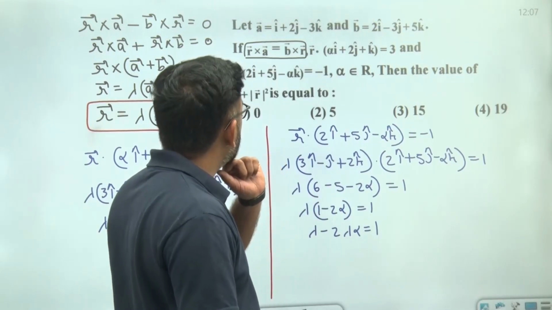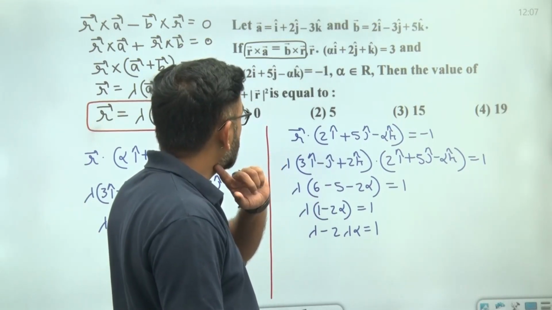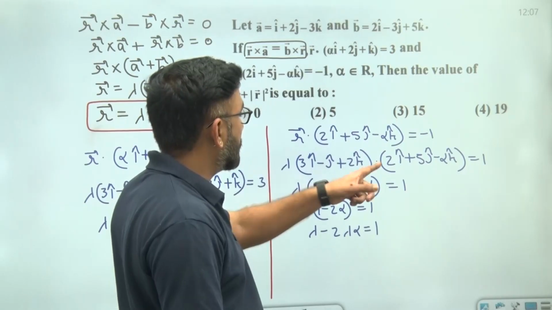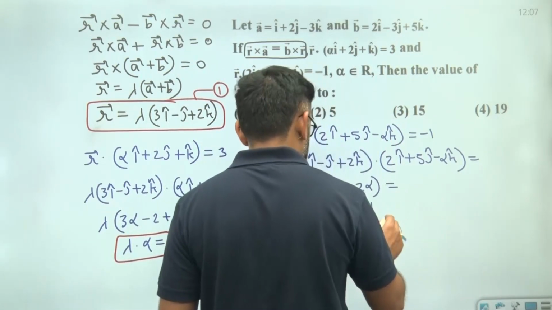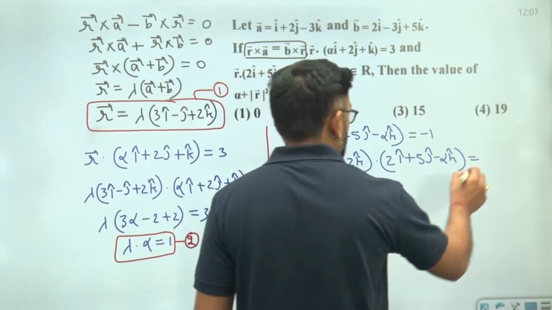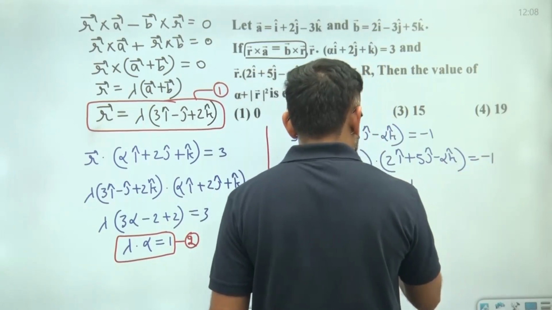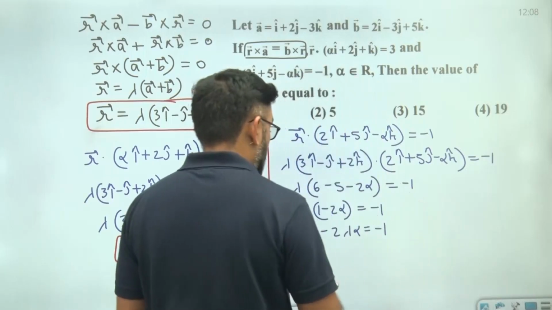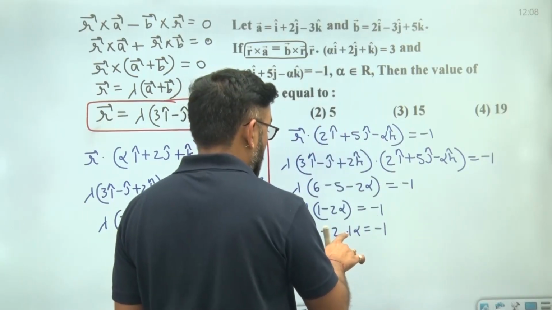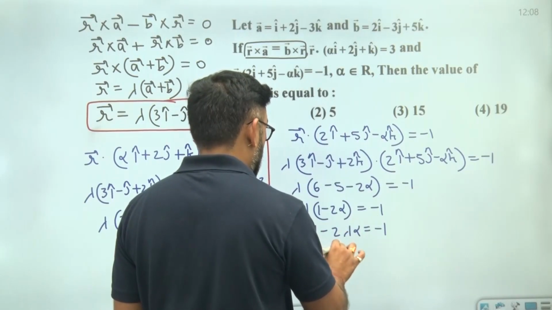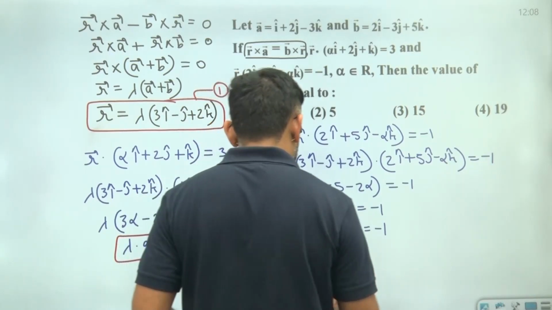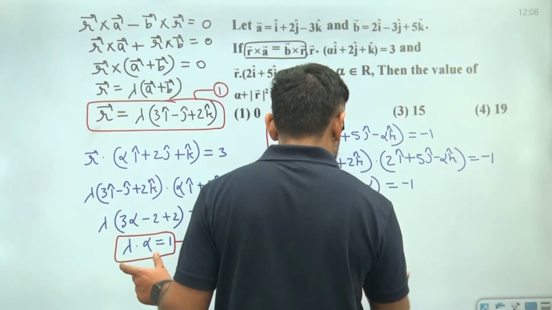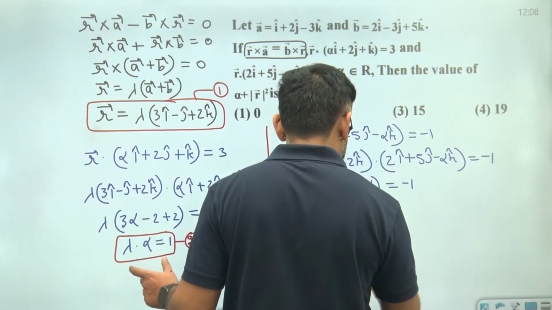Something is wrong. I have written that the dot product with 2 i cap plus 5 j cap minus alpha k cap equals minus 1, so it is minus 1 there. So this is lambda minus 2 equals minus 1. From there I have got the value of lambda. If lambda equals 1, putting the value of lambda there, I'll get the value of alpha as 1.